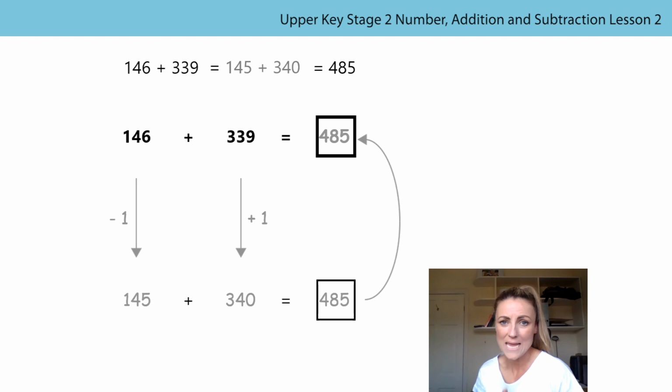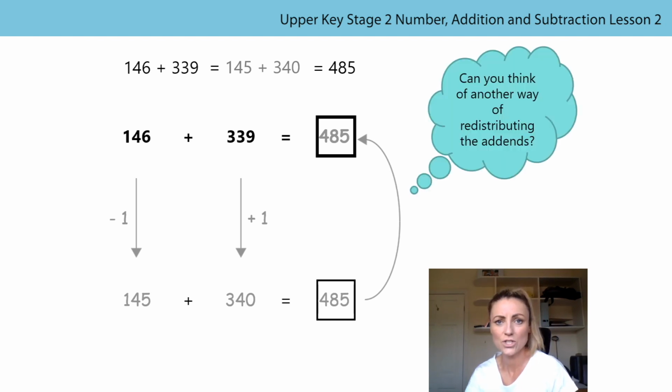Now, we increased, in this case, the second addend. Is that the only way that we could have redistributed the calculation, redistributed the addends, or was there another way? So I want you to now, before the next slide, pause the video. Can you think of another way of redistributing those addends? Pause the video now before the next slide and have a think.